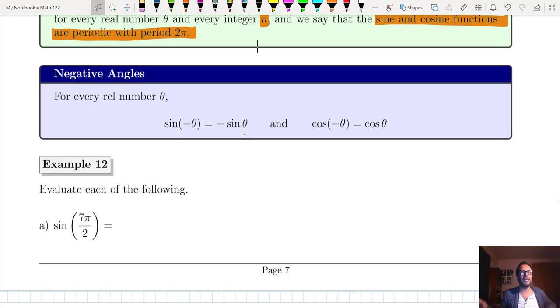Now let's look at negative angles. Every time we evaluate sine of a negative angle, we get a negative sign. In other words, we can just pull out the negative sign and put it outside. Now, what about cosine of a negative angle? When we have cosine of a negative angle, we can just make that negative sign disappear. How can we explain this?